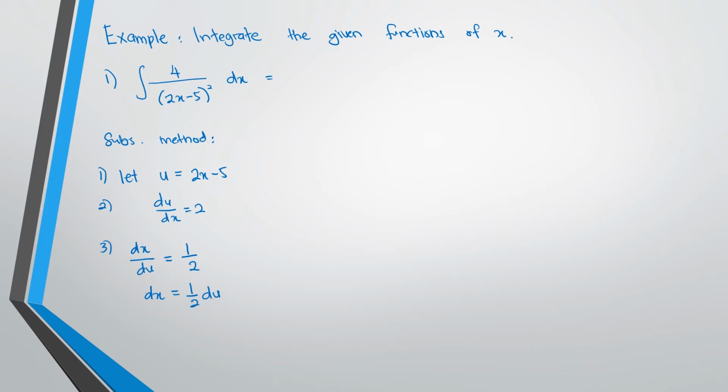After you have completed the three steps, the last one, you substitute back into the equation, which is integrate 4 over (2x - 5) squared. Since 2x - 5 is u, you substitute u squared here, because there is a square here. dx you get in the third step, which is 1/2 du, so multiply here by 1/2 du. Then you simplify 2 and 4, you get 2.